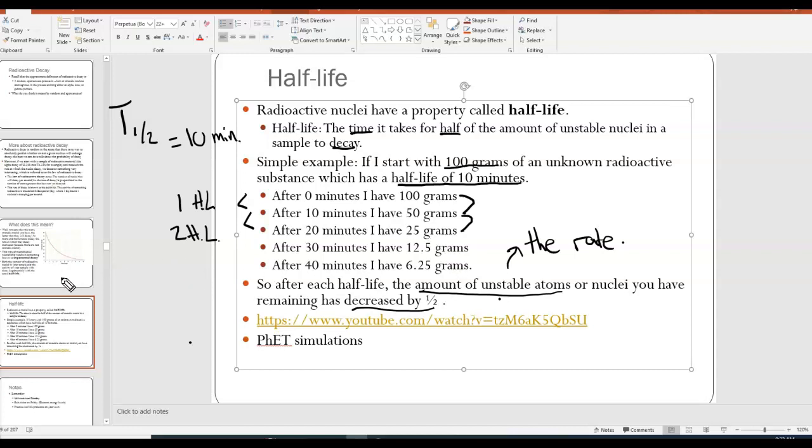Normally I would show you some simulations at this point, but the simulations I have are not working correctly, so I'm just going to do some more examples with half-life. Pause it here if you need to write any of this down. I'm going to erase this.